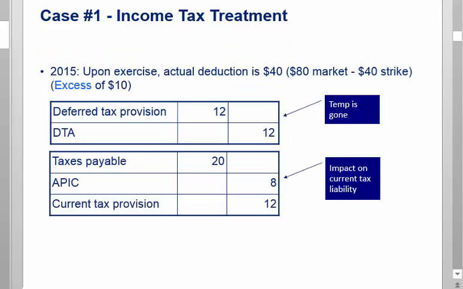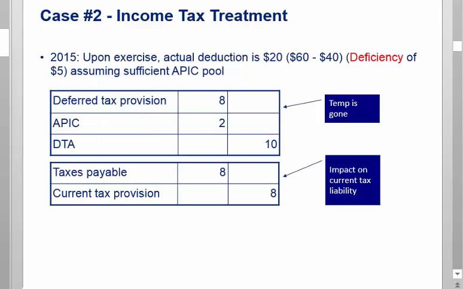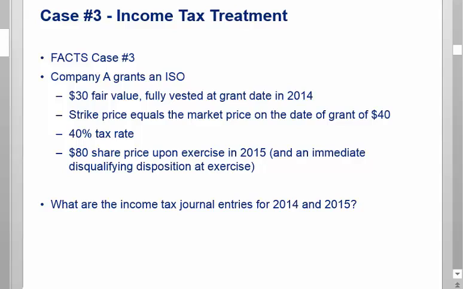So, case number 3. Company grants an award that's an ISO. The Black-Scholes value is 30. The strike is 40. And the stock is worth 80 at exercise. And there's an immediate sale. All right, so what happens with this? Okay, so Megan, what happens in year number 1, 2014?